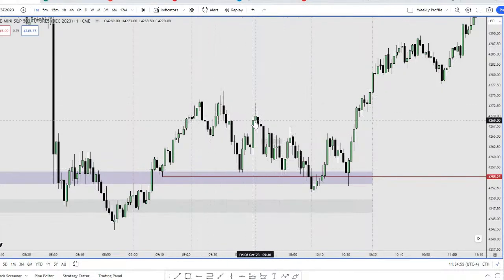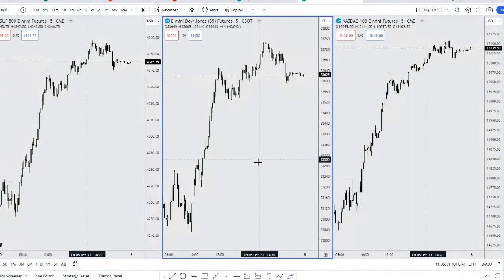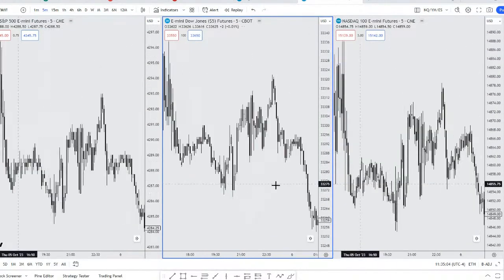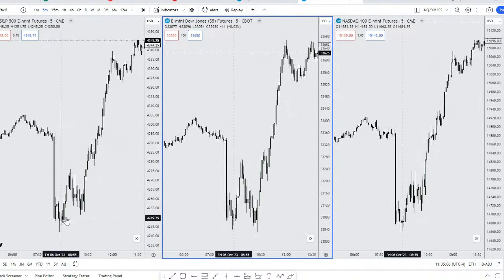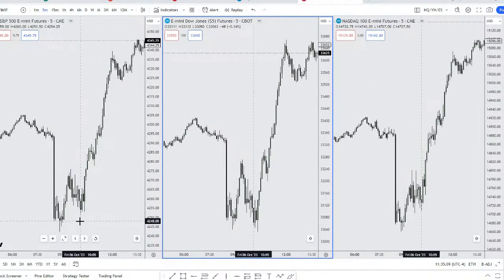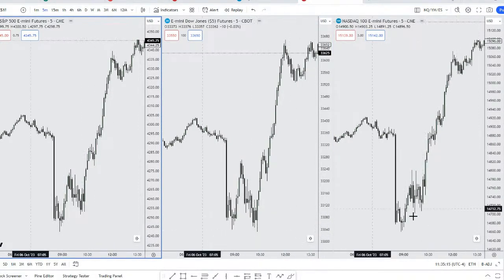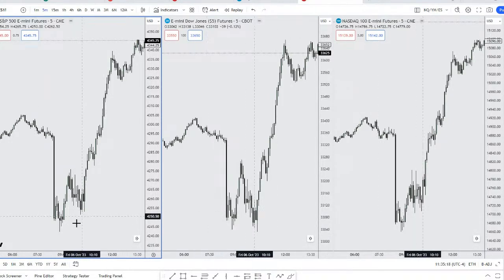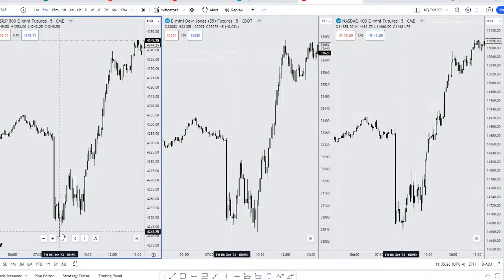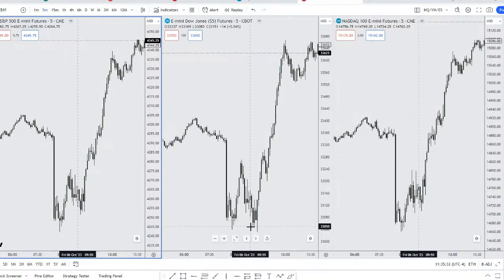Right at this point here, I'm going to show you the 3 charts. Right at this low here, this is a 5 minutes chart. Dow Jones is making lower lows, Nasdaq is making higher highs, ES is making higher highs as well. So in my mind, I am expecting ES not to take out this low here. I don't want ES to take out this low here.